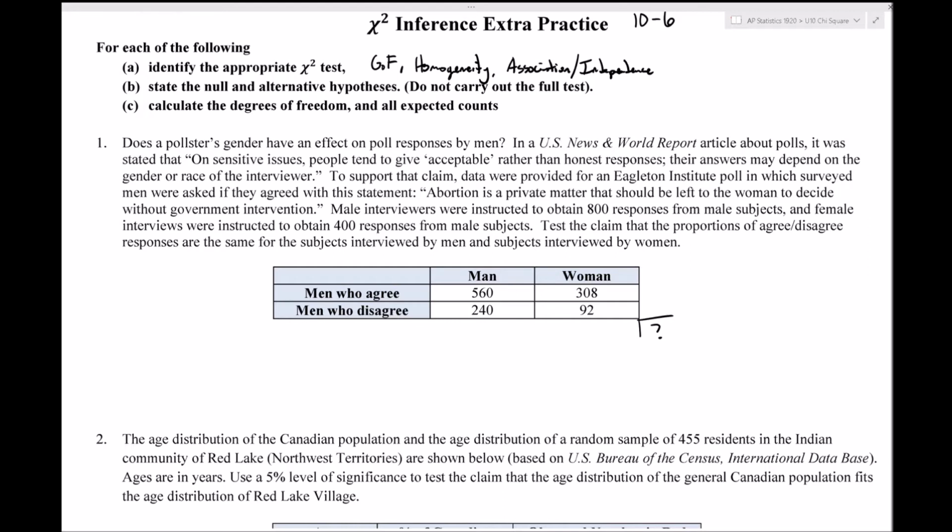previously established population? So let's see, does a pollster's gender have an effect on poll responses by men? So poll responses by men. I think men are the interviewees, and then we're talking about the gender of the interviewer, right? So the one giving the poll. In a U.S. News and World Report article about polls, it was stated that on sensitive issues, people tend to give acceptable rather than honest responses. So their answers may depend on the gender or race of the interviewer.